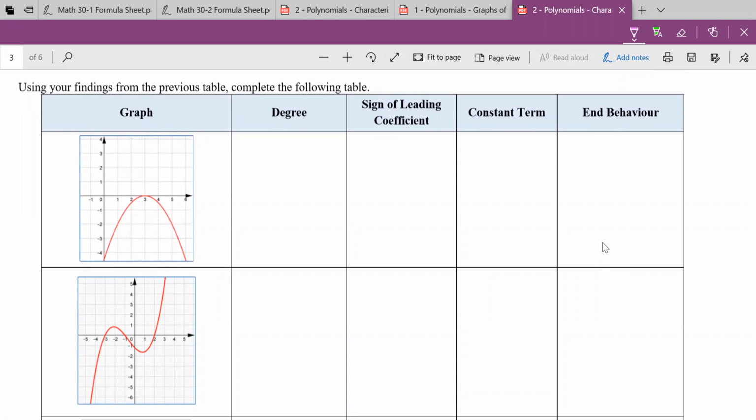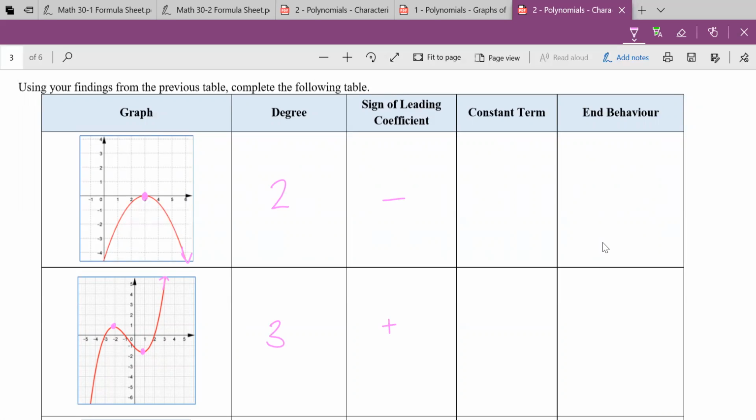Okay, well, how I'm going to do this is I look at, there's 1 turning point. So my degree is 1 higher. The one beneath it, there's 2 turning points. So my degree is 1 higher. Sign of the leading coefficient. This graph ends going down, so this will be a negative. This graph goes up, so this will be a positive.